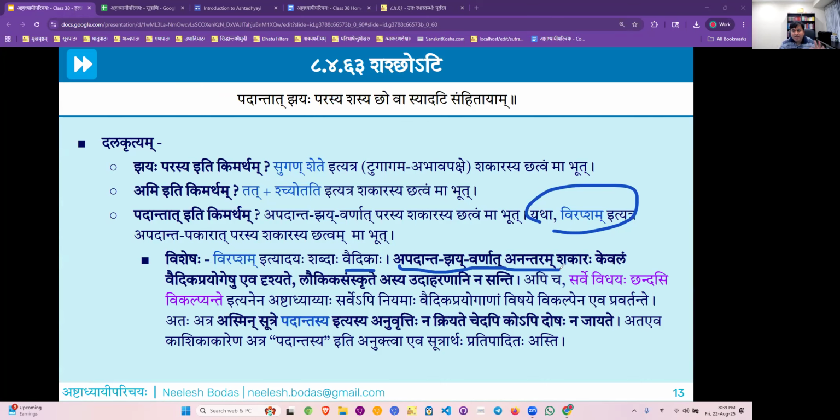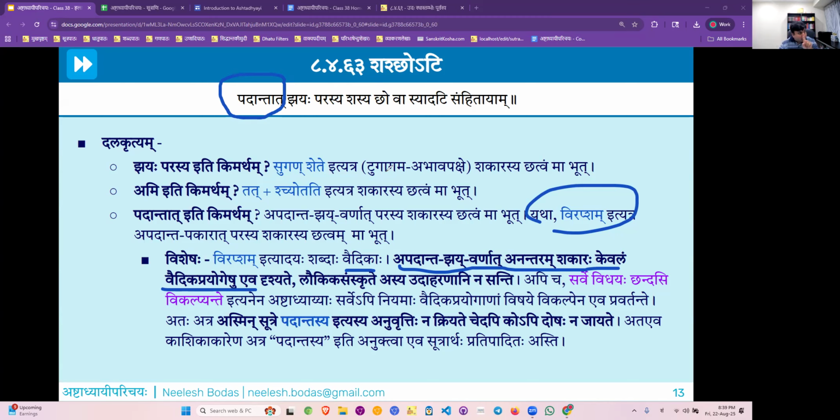Apadanta jhaya varnad anantaram shakarah kevalam vaidika prayogeshu eva drishyate. So you do not see these kind of apadanta jhaya followed by shakara in the normal spoken Sanskrit. Laukika prayoge nityam padantat eva asti. So this padantat visheshana that has been added in the sutrartha is only to be fully inclusive of Vaidika plus Laukika Samskritam.